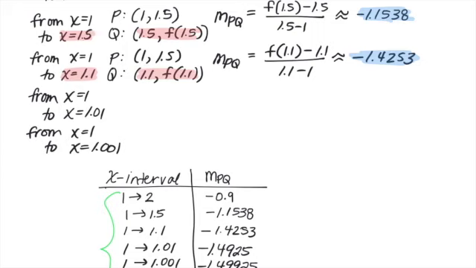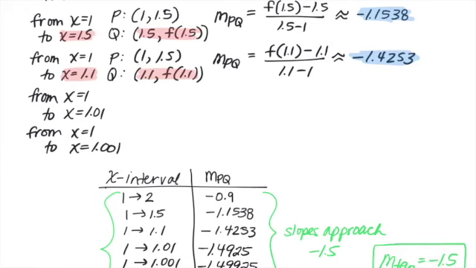From 1 to 2 is a unit of 1. From 1 to 1.5 is a unit of 0.5. So these intervals are all getting smaller as x is getting closer and closer to 1. And then we need to analyze what's happening over here for our slopes. And hopefully you can see that these slopes are approaching negative 1.5. So the slopes approach negative 1.5. Therefore, we're going to say that the slope of our tangent line is negative 1.5. We used a bunch of different slopes of secant lines to then estimate the slope of our tangent line.